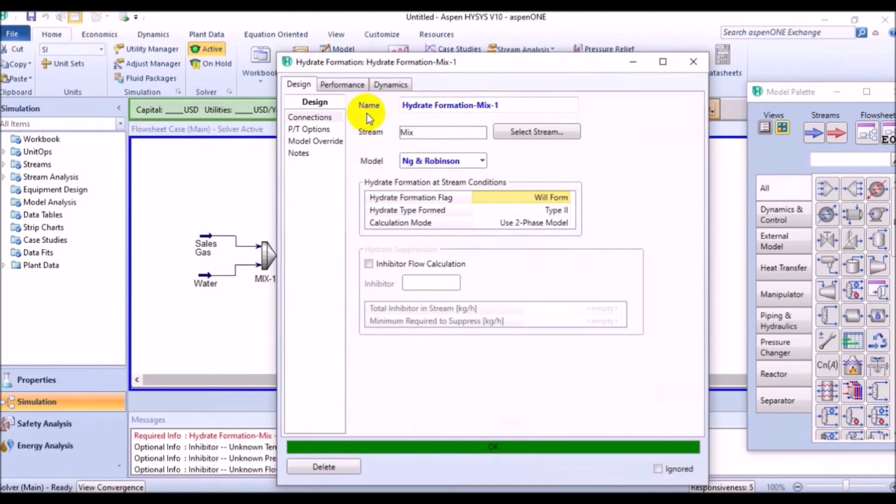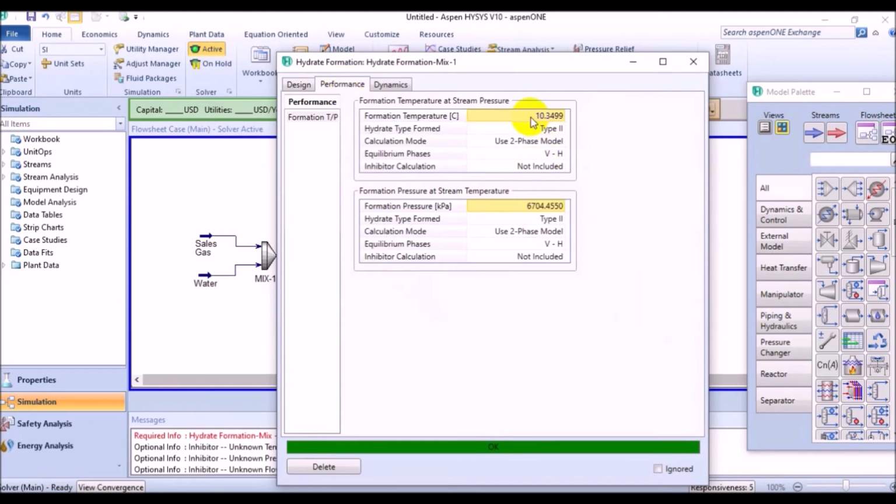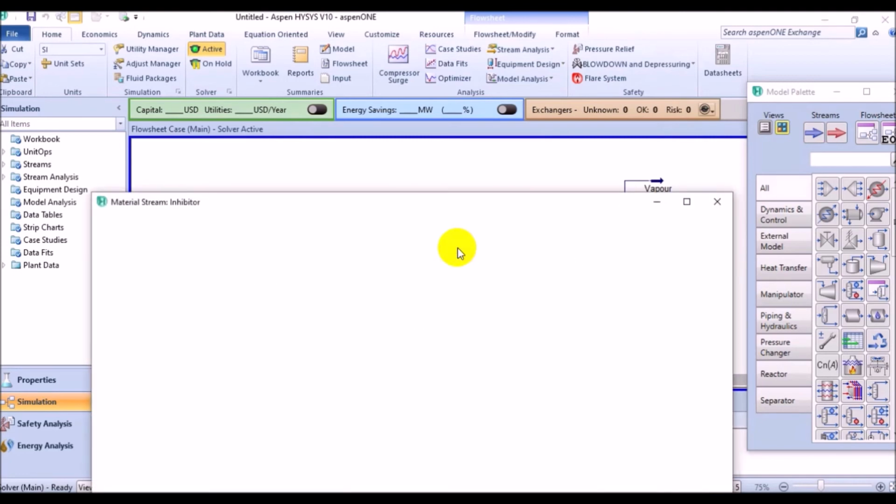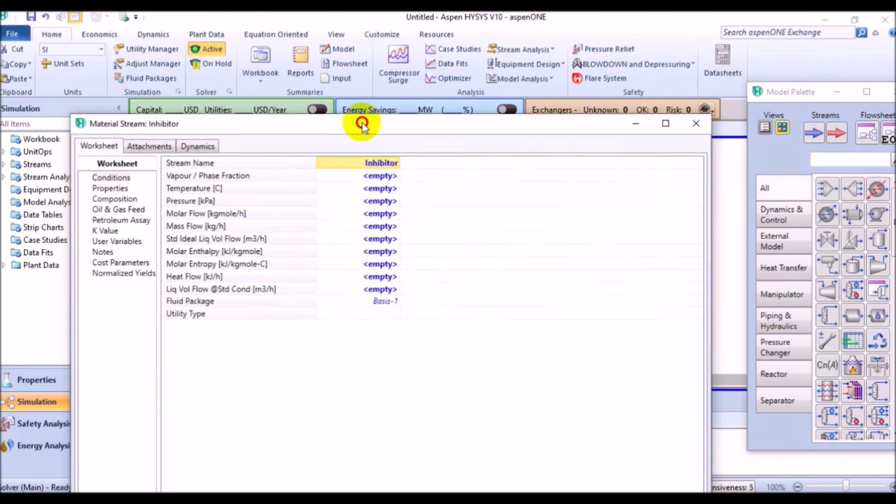The hydrate formation flag shows that there will be hydrate formation within our stream, and the second type of hydrate will form. Here, you can come to the performance tab and see the hydrate formation temperature. It's approximately 10.35 degrees Celsius. Now, our aim is to prevent the hydrate formation, right? Using the inhibitor, of course. Let's choose the mass flow rate of 0.5 kilogram mole per hour, for instance.